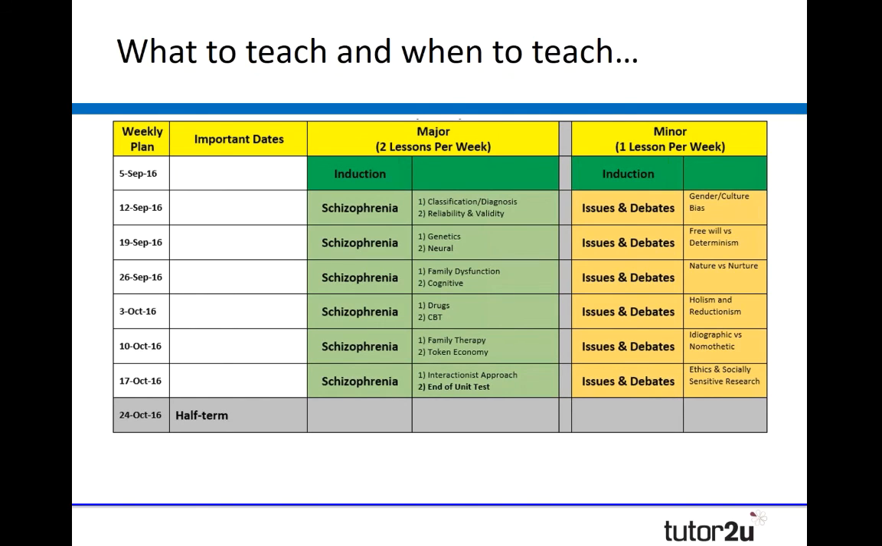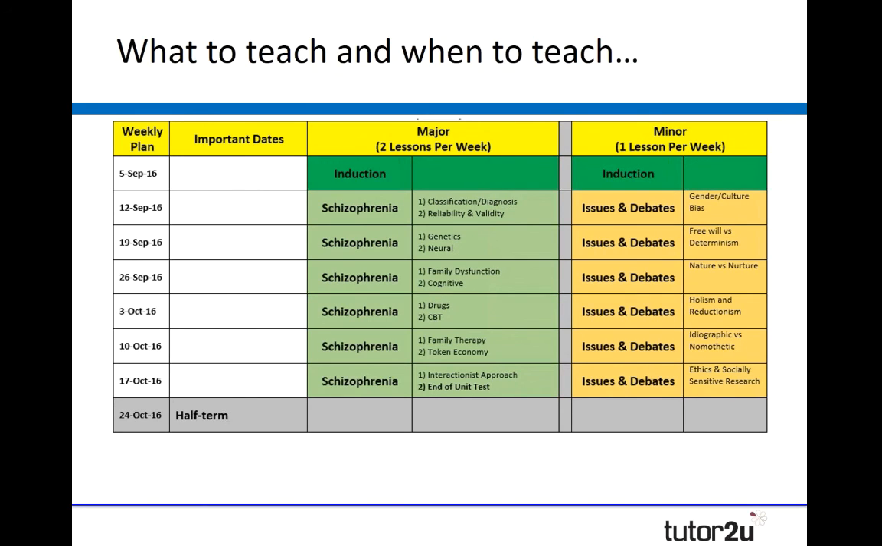So as you'll see, what I would probably do is start the year with what I think is the harder of the optional topics I would have chosen. So I would have gone with schizophrenia, and that could all be covered pretty much by the October half term, including an end of unit test. Alongside that, though, I would be teaching issues and debates from day one. So to answer Lisa's question earlier, absolutely, I'll be teaching issues and debates straight away.